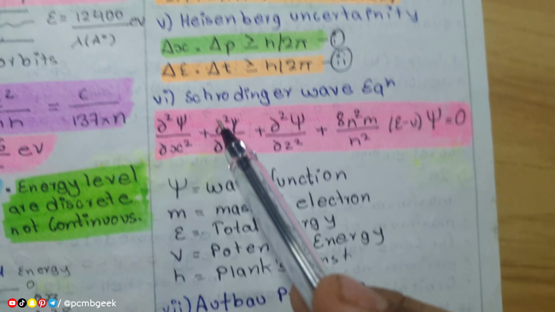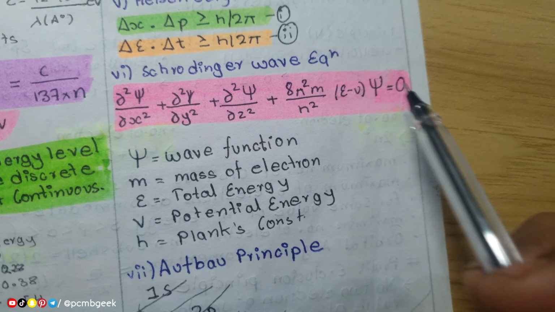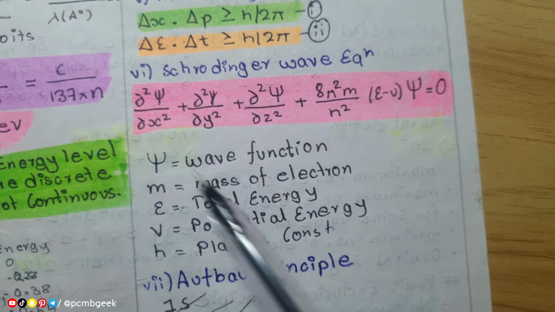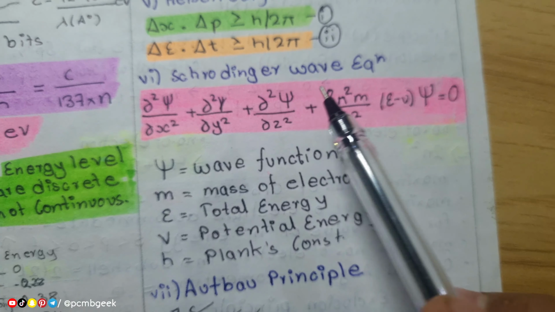Now, what is Schrodinger's wave equation? This is Schrodinger's wave equation. Most of the time it is asked which one is Schrodinger's equation, so you need to remember this formula only.